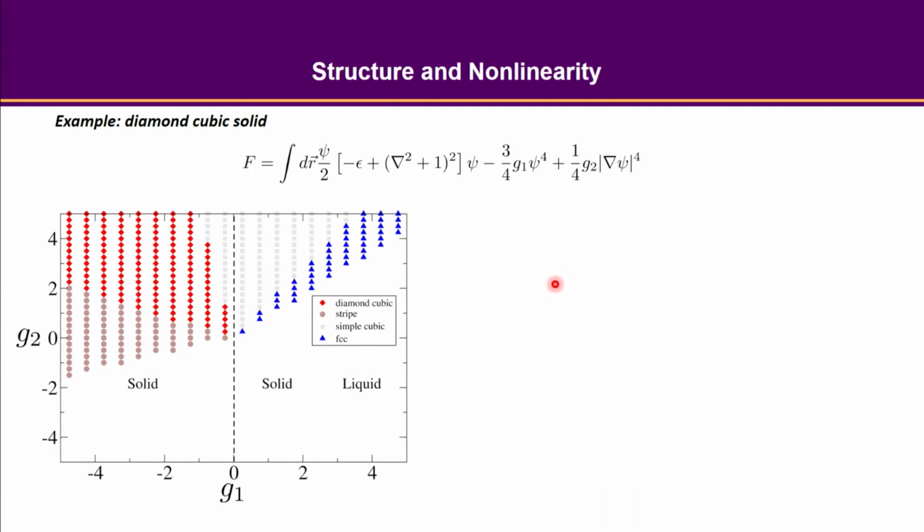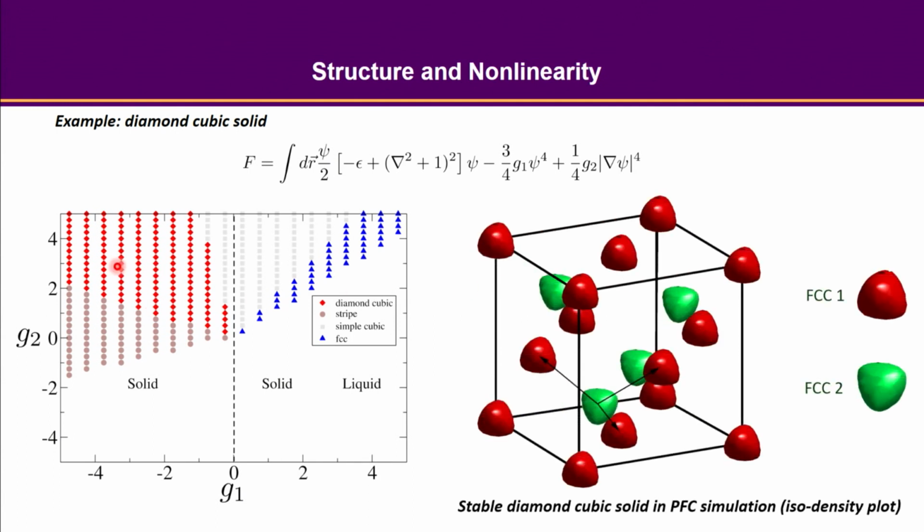So here, just to show you, if you pick a parameter here and run a 3D simulation, that's actually an iso-density plot from a PFC simulation. Here I just mark, because diamond cubic would be a combination of two FCC structures, but with the second FCC structure shifting along the diagonal by a quarter of the lattice spacing, right? So I'm specifically marking the two FCC structures with different colors.